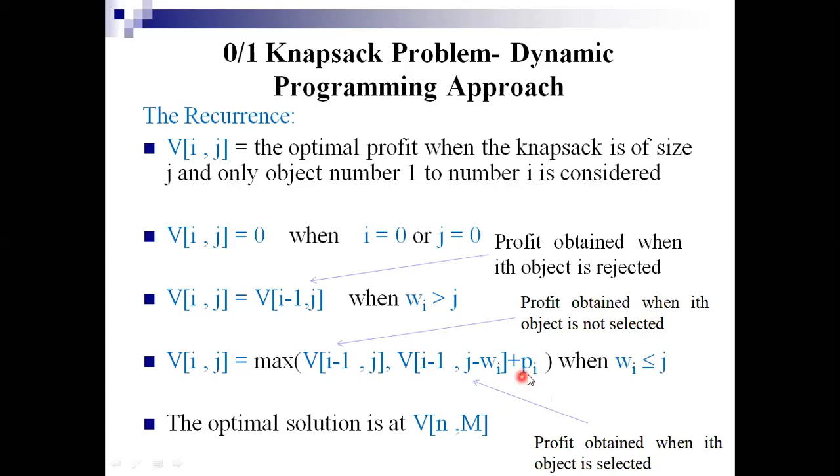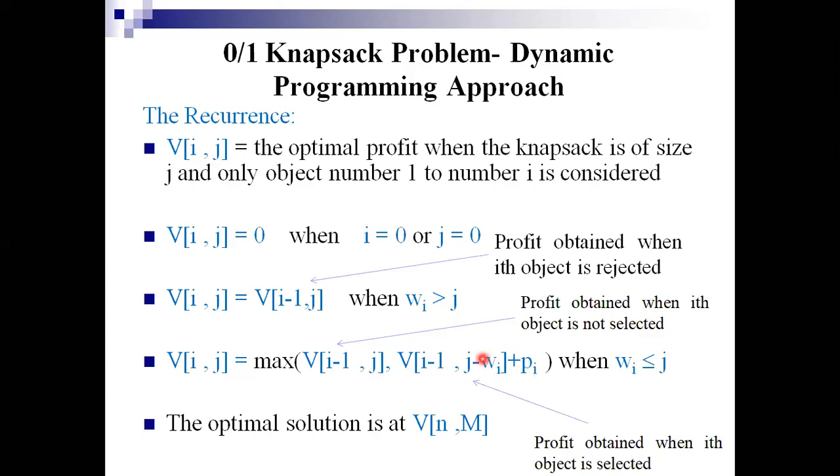What is P of i indicating? P of i indicates the profit of the ith object plus, when I add the ith object into my capacity j, what is the remaining capacity left? j minus W of i. So j minus W of i is my remaining capacity. Find out the profit from the table with respect to the remaining capacity, wherein the row is i minus 1.